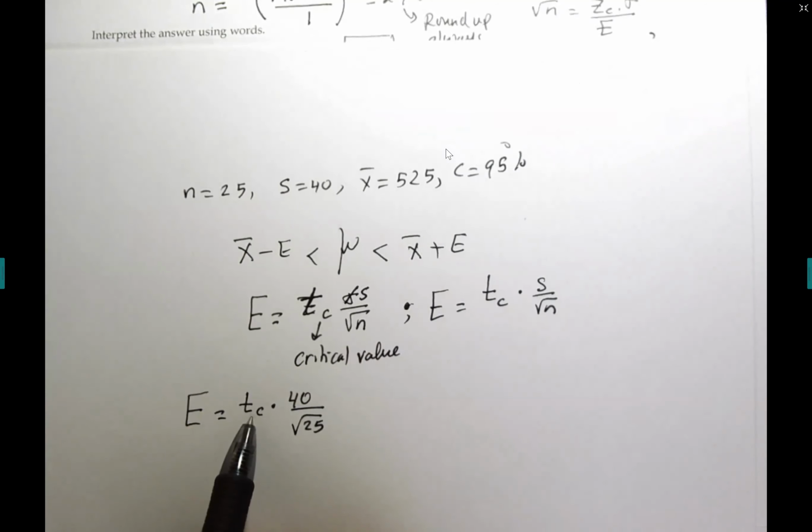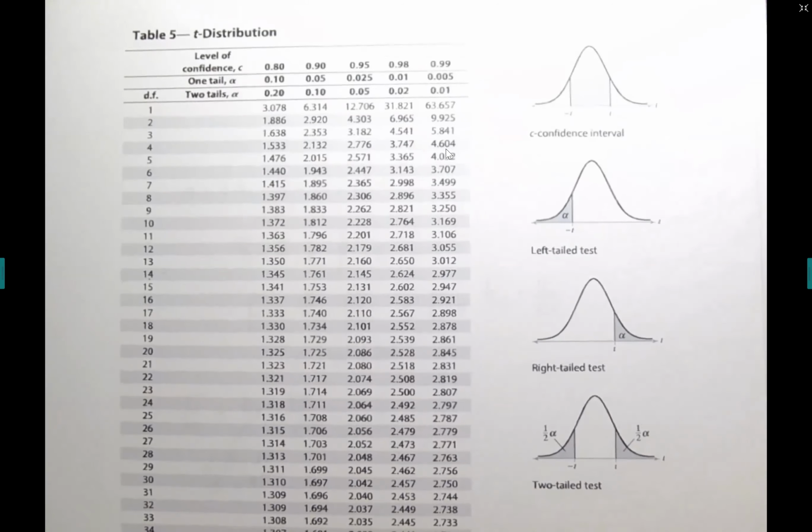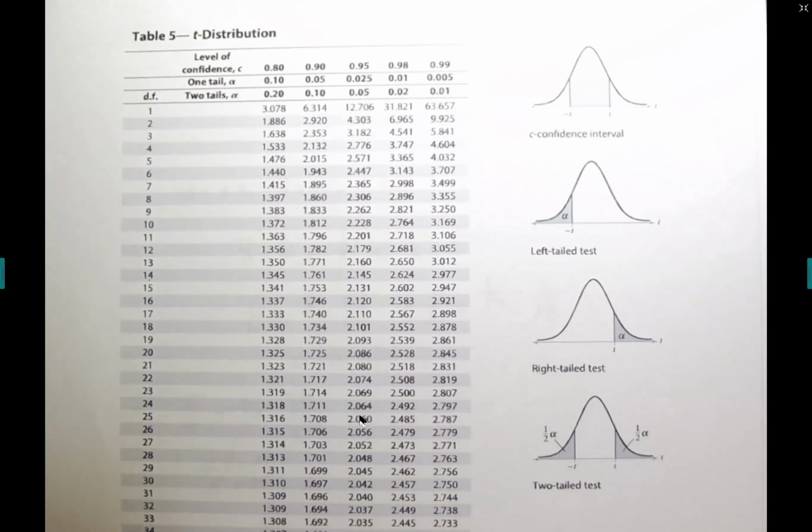To find this one, I'm going to do it manually using table 5. For table 5, you need the degrees of freedom and you need the confidence level. The degrees of freedom here is 24. It's 25 minus 1. And the confidence level is 95. So let me take it to the table again. Can a student tell me what would be the critical value? Look at confidence level of 95 and 24. Would it be 2.064? Oh, 2.064. You're absolutely correct. Does everyone agree, guys? It's right here. Yeah, as simple as that.